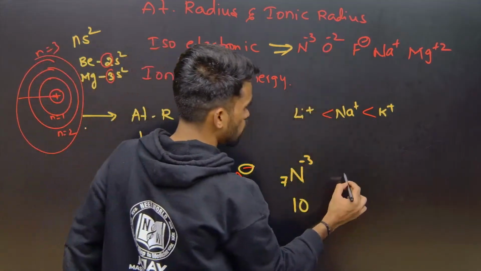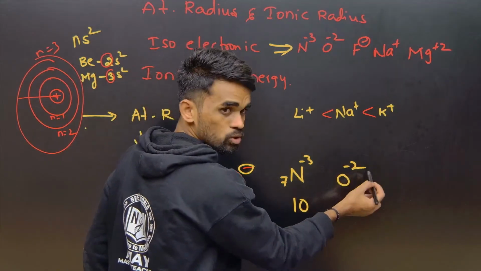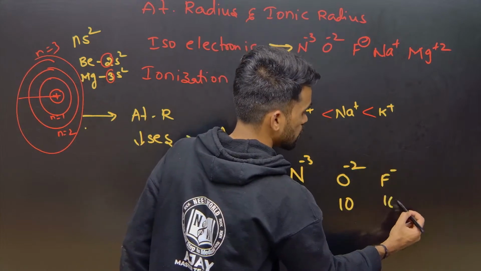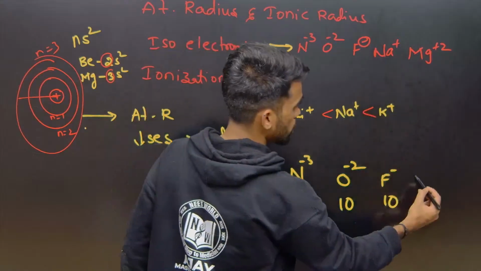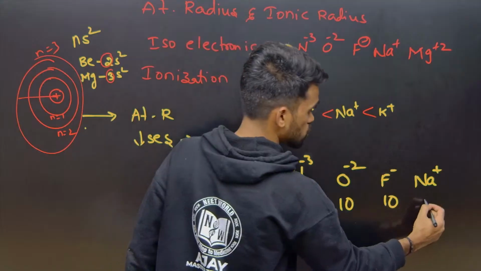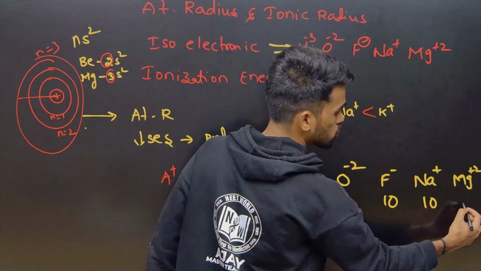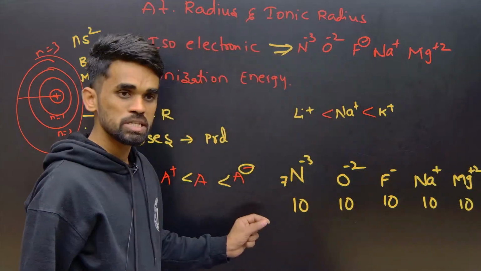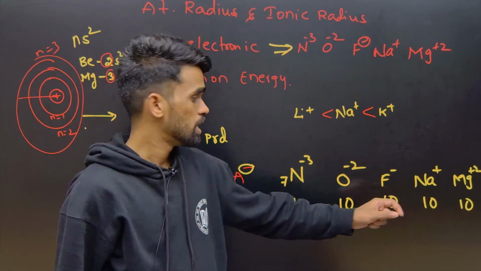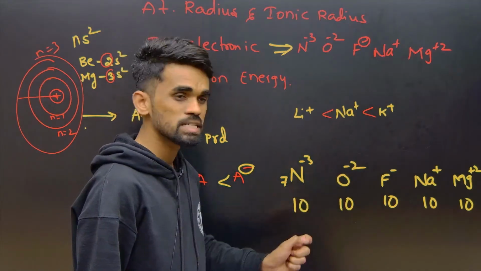Similarly, O2- means atomic number 8 and 2 electrons added, so 10. Fluoride, atomic number 9, 1 electron added, 10. Sodium, atomic number 11, but the positive charge means one electron removed, so it is also 10. Mg2+, atomic number 12, removed 2, so it is also 10. Species having the same number of electrons are considered isoelectronic species. Now they will ask us to arrange them based on their size. Tell me which is larger in size.